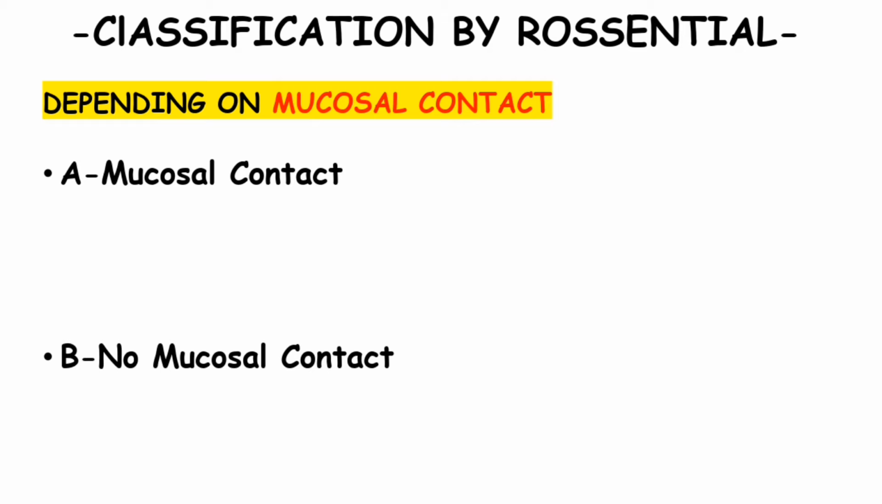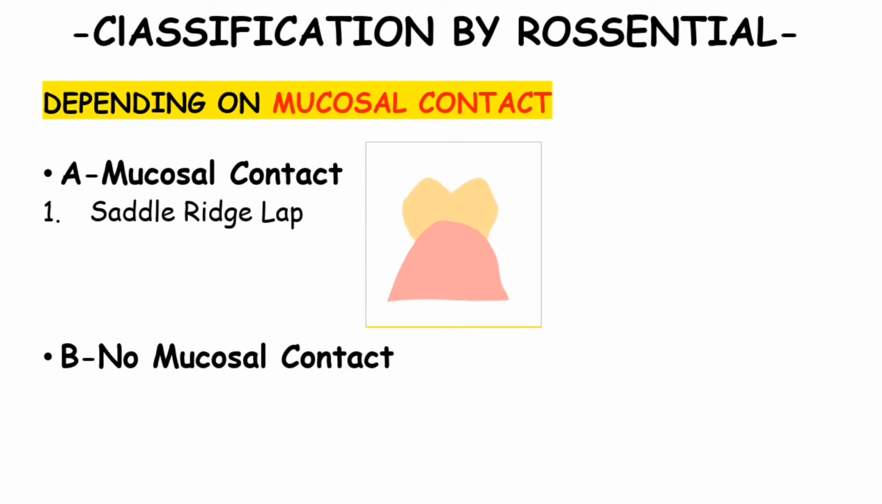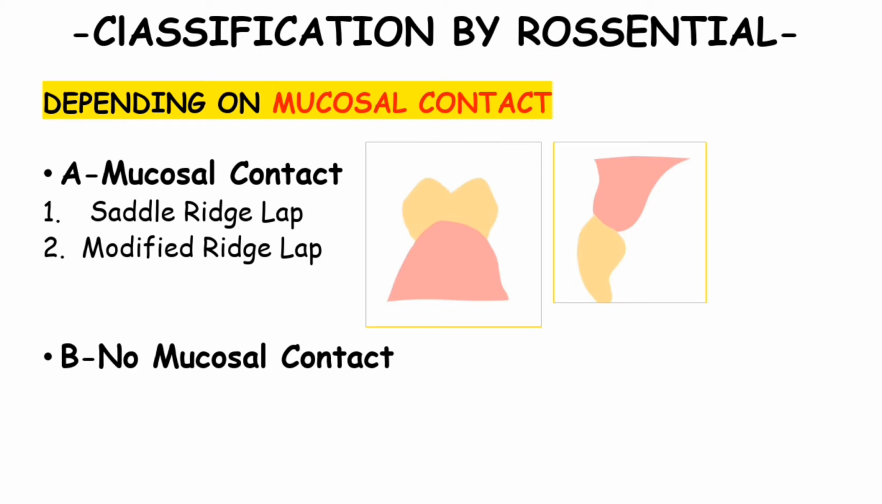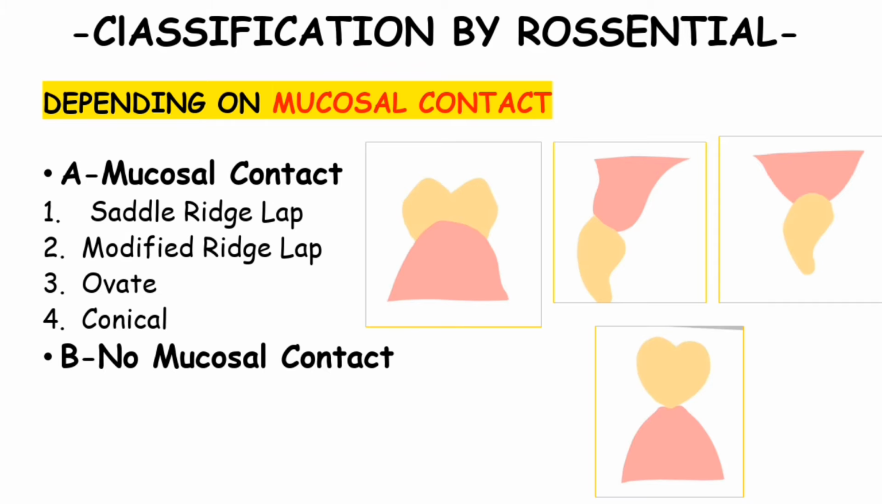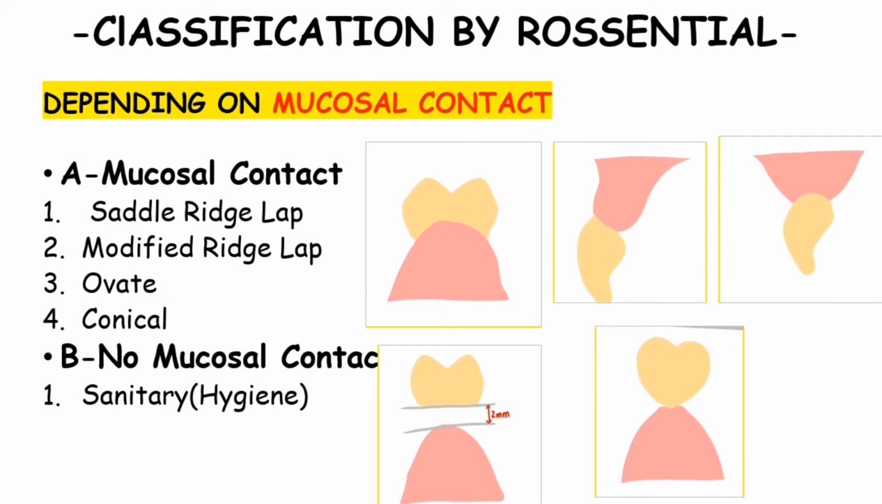The mucosal contact Pontics are saddle ridge lap, modified ridge lap, ovate, and conical. The other type is non-mucosal contact, that includes sanitary and modified sanitary. Now we will talk about each of them one by one. Each type of Pontic has their recommended indication, contraindication, advantages, disadvantages, and the material used for the fabrication of Pontic.